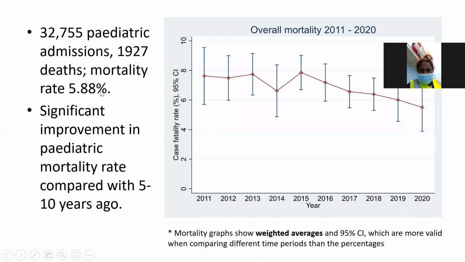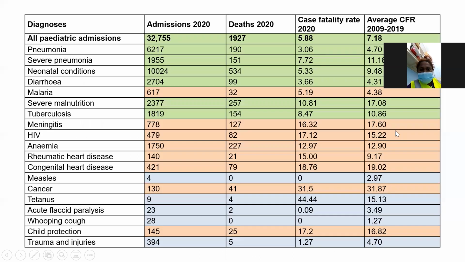The main thing is to know how to calculate a case fatality rate, which is simply the deaths divided by the admissions times 100, right? And that comes out to 5.88. So that's currently our paediatric mortality rate in hospitals. And it's a lot lower than what it was 5 and 10 years ago.